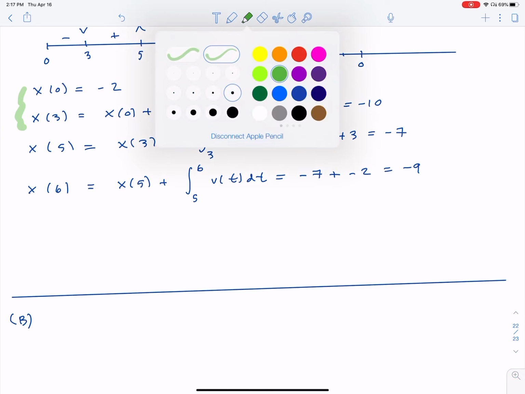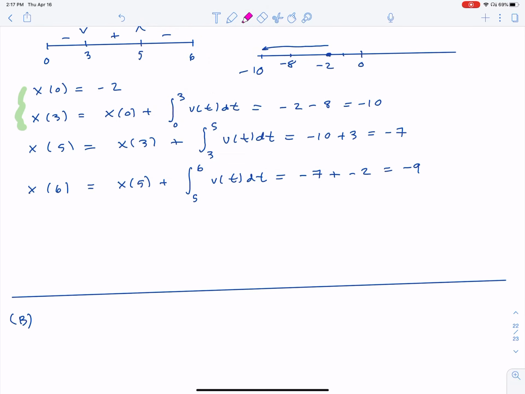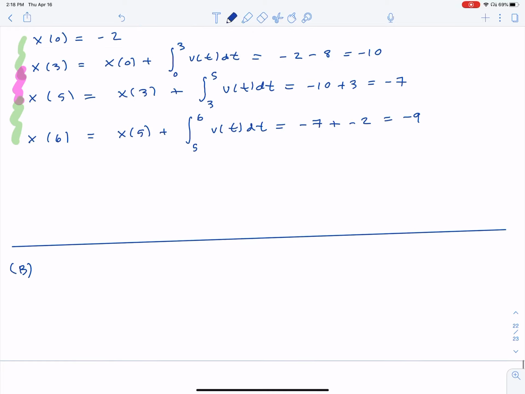Then, let me do this in pink. At time t equals 3, it's at -10. At time t equals 5, it's at -7. So right here, again, it had to pass through -8 because -8 is between -10 and -7. And then finally, at time t equals 5, it's at -7, and at time t equals 6, it's -9. It has to pass through it one more time. So there are 3 instances where this particle has to be -8 units away from 0.